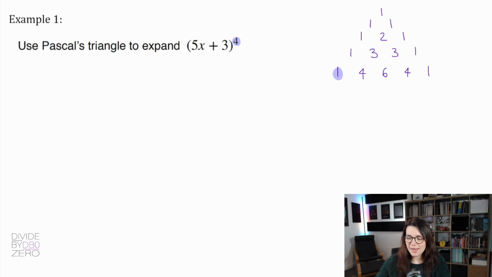And these numbers here are the numbers that are going to go in front of each of our terms in the expansion. Write these numbers going down your page. So 1, 4, 6, 4, 1. And then we're going to expand the brackets using a particular pattern.